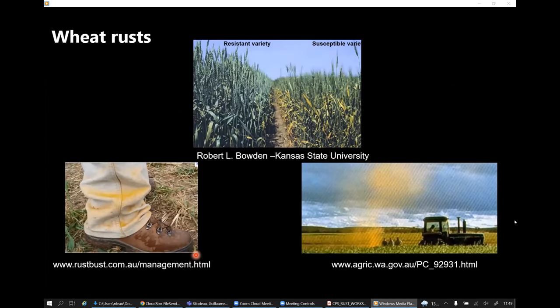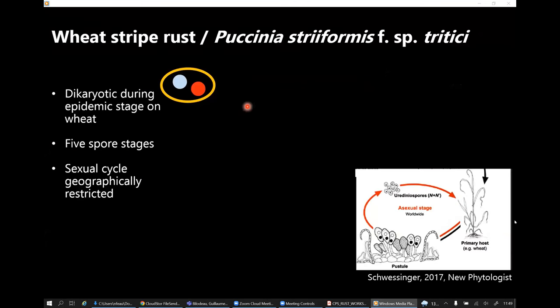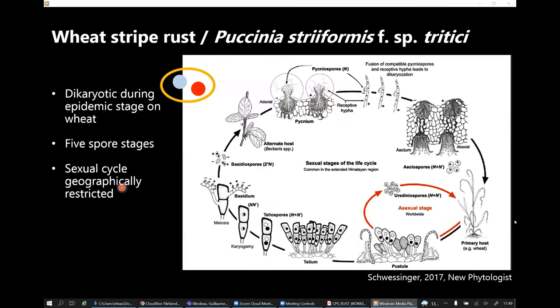The wheat rust, again, you have these boom and bust cycles because of the gene-for-gene apoptosis. So wheat stripe rust, when most people look at it, is really in this dikaryotic stage in wheat, because in most areas on the planet it's dikaryotic, so it has two nuclei. There are 5 spore stages, and there's a sexual cycle that is geographically restricted, which is very important.